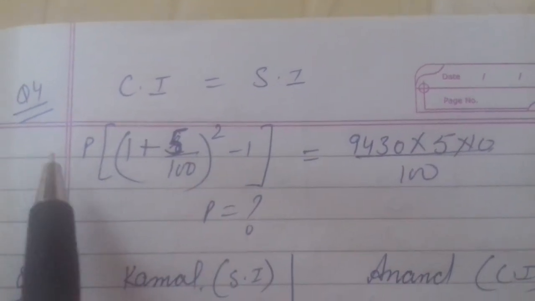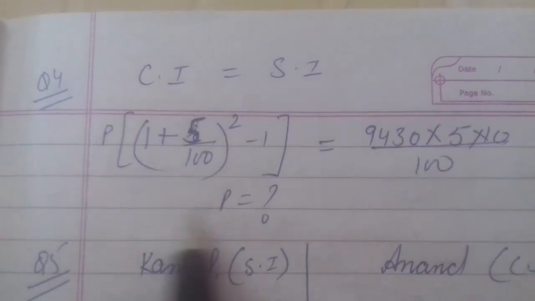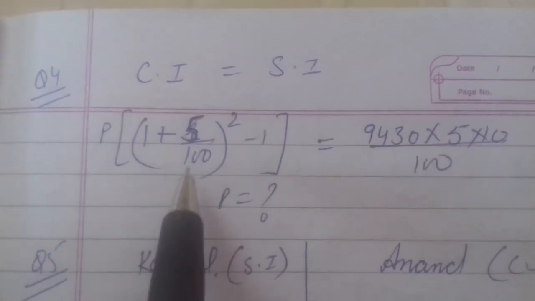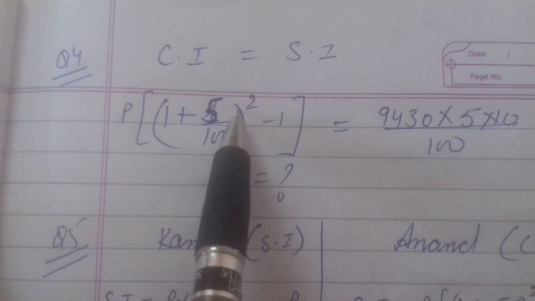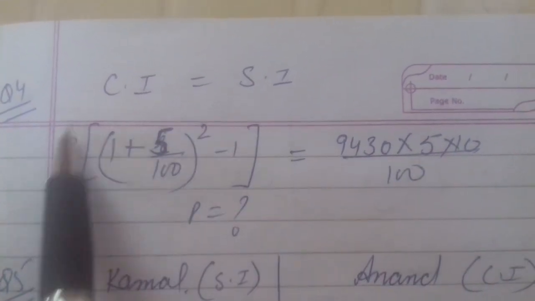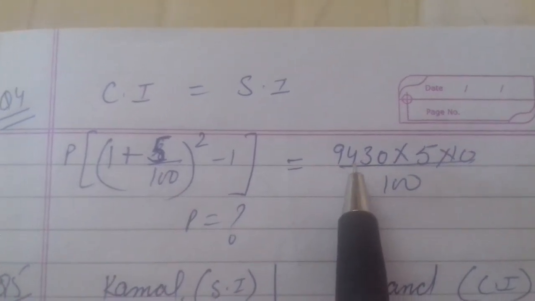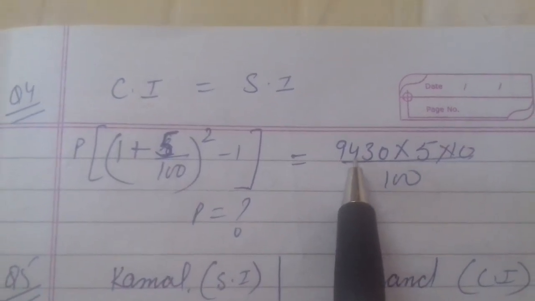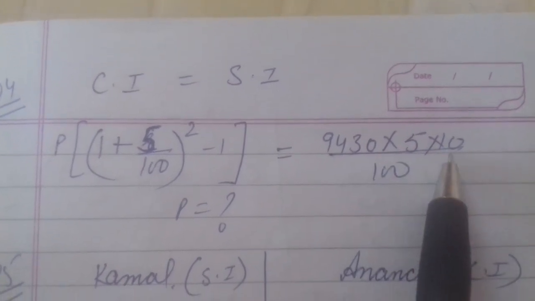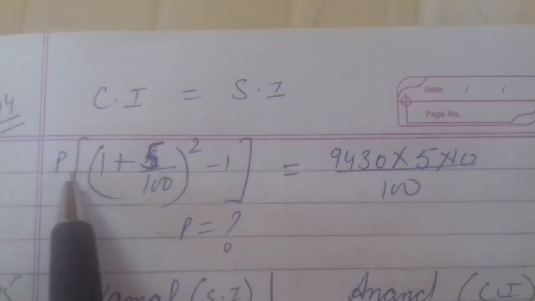In case of compound interest, principal is not given. Rate is given, we'll put the value. We know the formula P into (1 plus R by 100) raised to the power n minus 1. 2 years is given. It is given that this compound interest is the same as the simple interest on this value. Principal of simple interest is given, rate is given, time is given, upon 100. And you are asked to find out the principal.